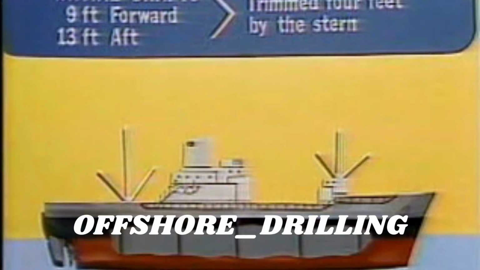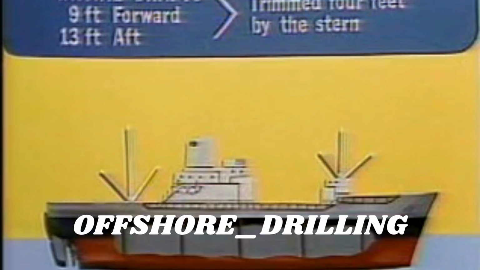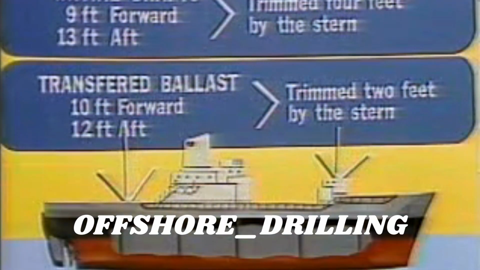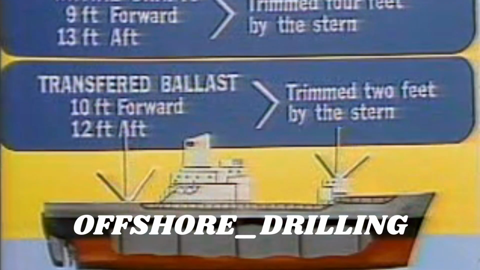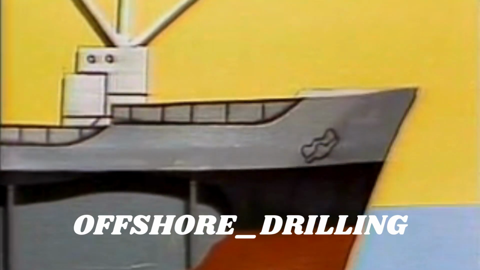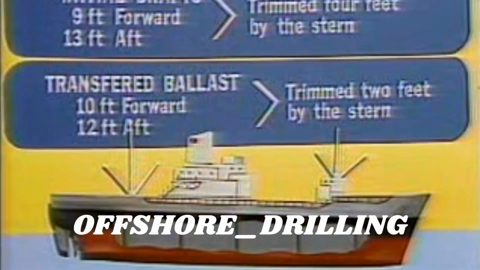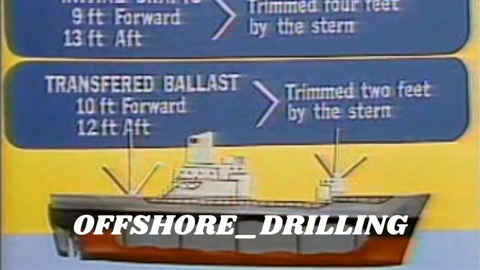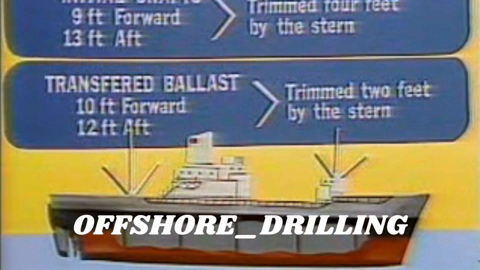If the initial drafts are 9 feet forward and 13 feet aft, the rig or ship is trimmed 4 feet by the stern. After a transfer of ballast, if the drafts are 10 feet forward and 12 feet aft, we have a trim of 2 feet by the stern. So, the change in trim is the difference between the first and the second trim, or in this case, 2 feet.